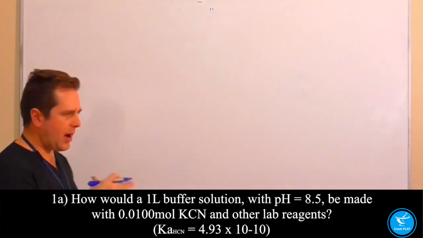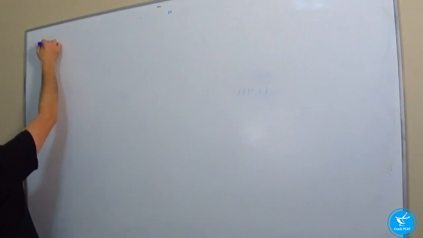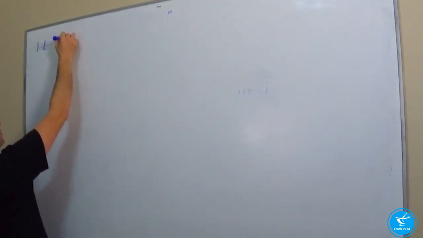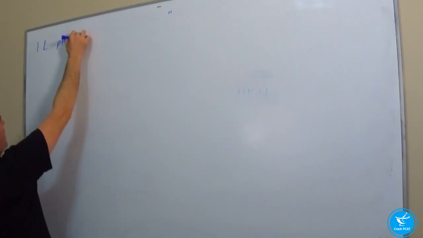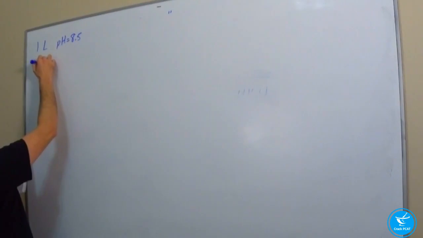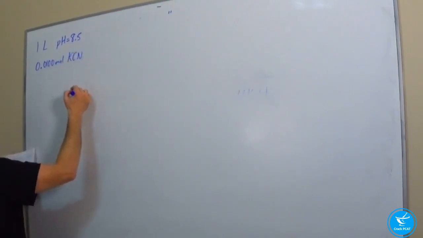So let's go in and write down all of our information. We know that we're asked to figure out how to make a 1 liter buffer solution that has a pH that's equal to 8.5. What other information? We were given the solute. It's 0.0100 mole of potassium cyanide.